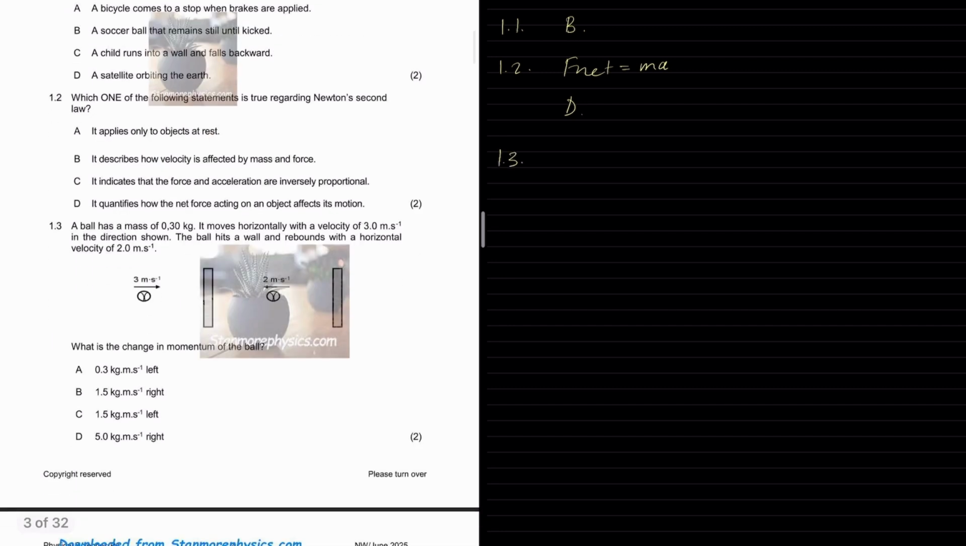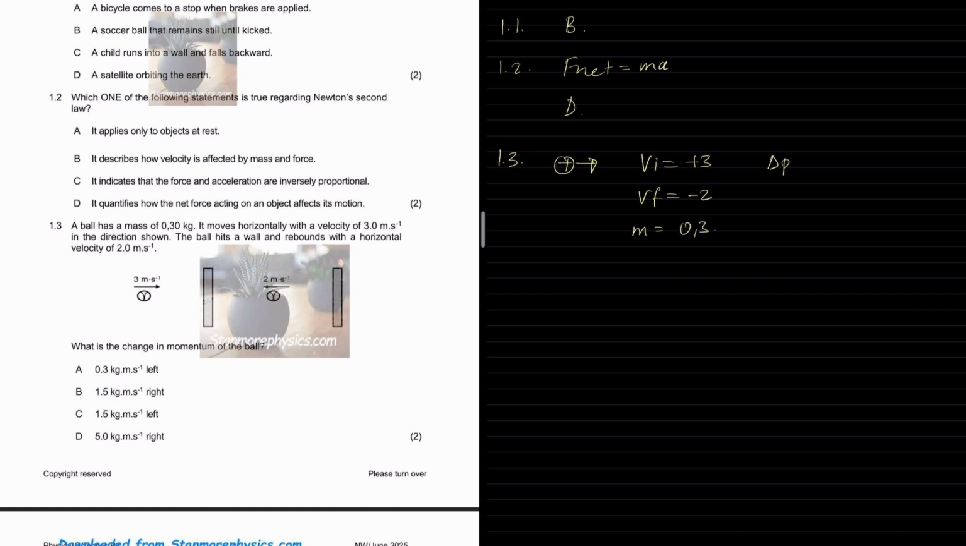1.3. A ball has a mass of 0.3 kilograms. It moves horizontally with a velocity of 3 meters per second in the direction shown. The ball hits a wall and rebounds with a velocity of 2 meters per second. What is the change in momentum of the ball? So I'm going to choose right as positive. And so the quantities that I have are Vi is going to be plus 3, Vf is going to be negative 2, and the mass is 0.3.